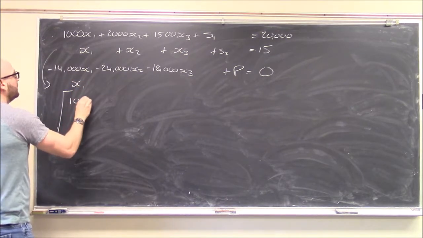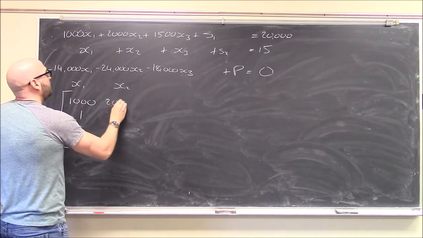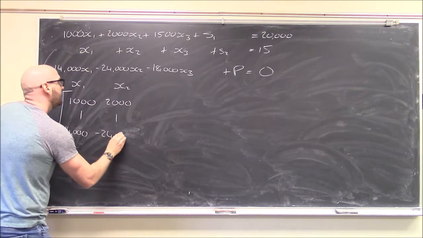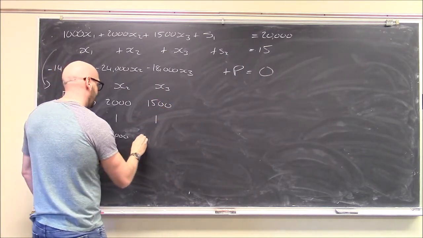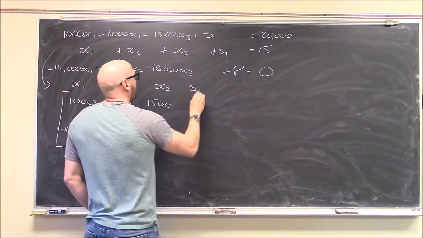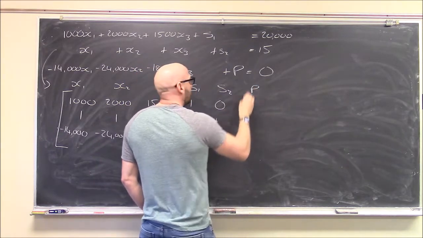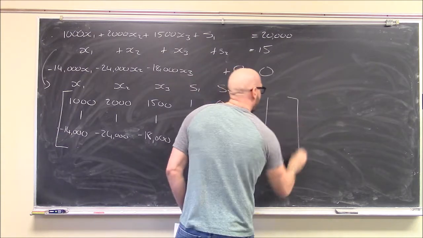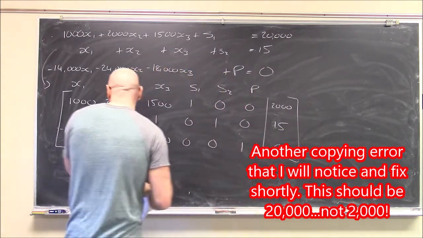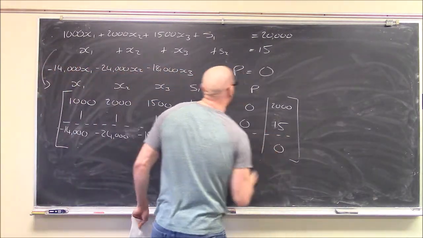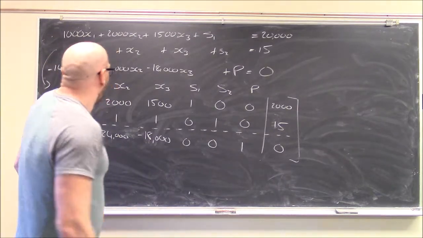X1 column, I've got 1,000, 1, and minus 14,000. X2 column, I've got 2,000, 1, and minus 24,000. X3, 1,500, 1, minus 18,000. Then we've got S1 is 1, 0, 0. S2, 0, 1, 0. P, 0, 0, 1. And then we've got 20,000, 15, and 0. And I'm going to put a dashed line here. And I'm going to label these. This is S1, S2, and P. There's my initial simplex tableau.